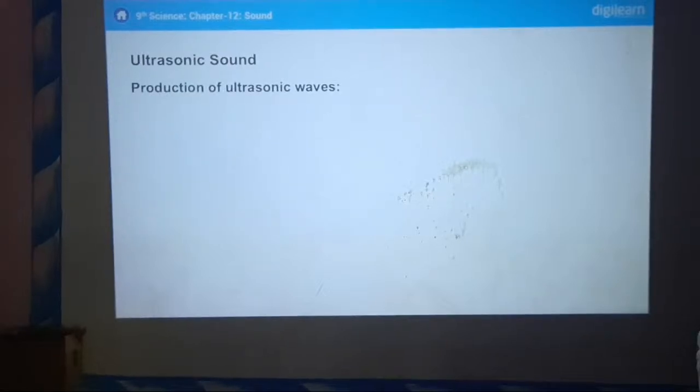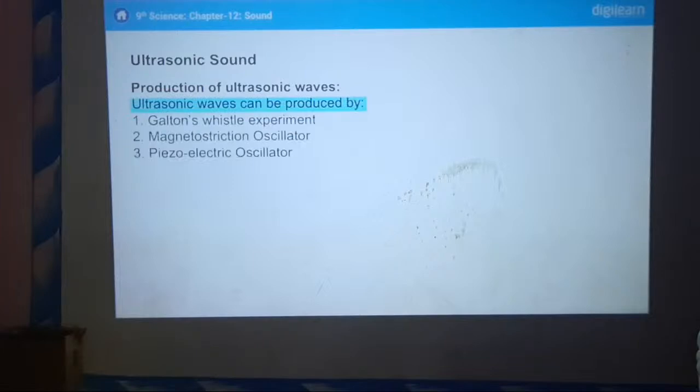Production of ultrasonic waves. Ultrasonic waves can be produced by 1. Galton's whistle experiment. 2. Magnetostriction oscillator. 3. Piezoelectric oscillator.